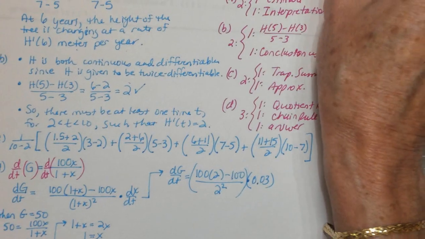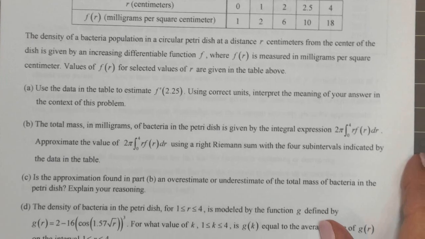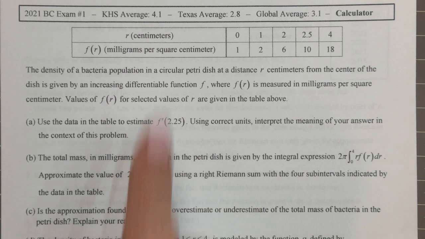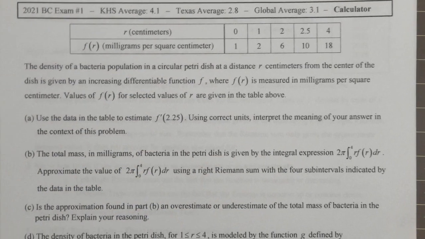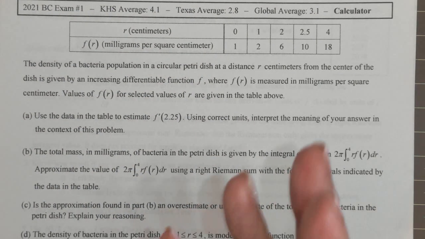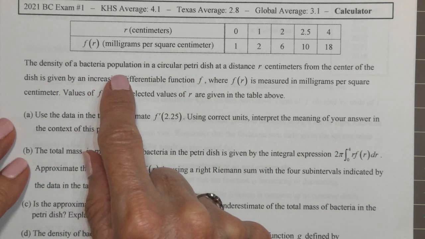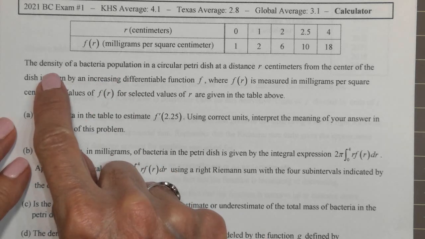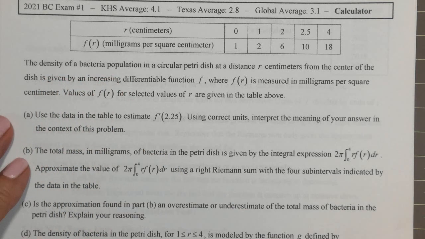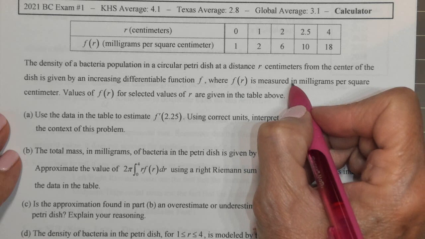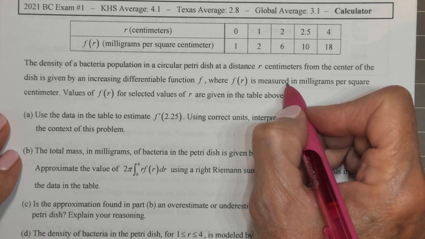Okay. The next one I'd like to do with you is the problem from 2021. My students did not like this problem that year, even though they did fairly well on it. They came back talking about it. They didn't care for it. I know it was just because of the situation that they were talking about. The density of a bacteria population in a petri dish at a distance r centimeters from the center of the dish is given by an increasing differentiable function f.